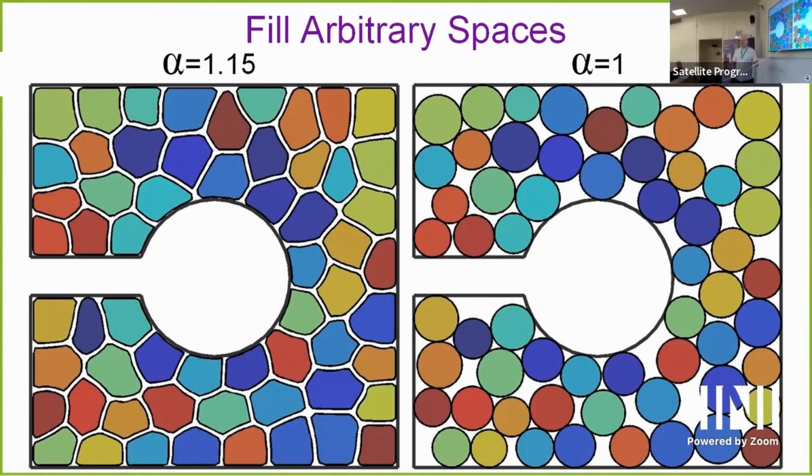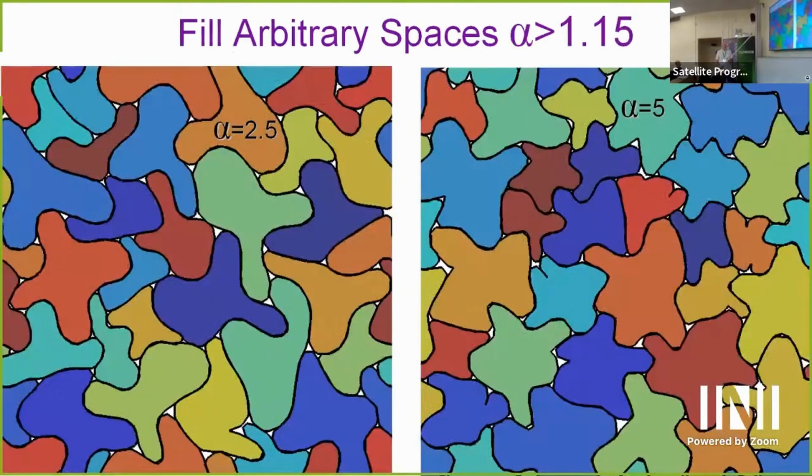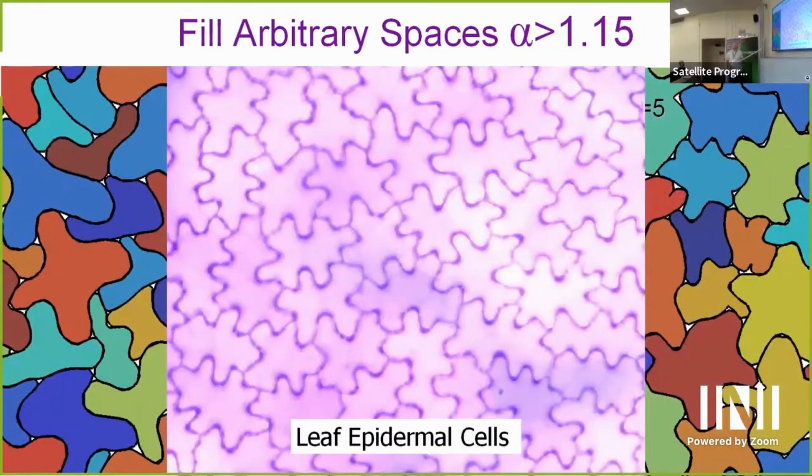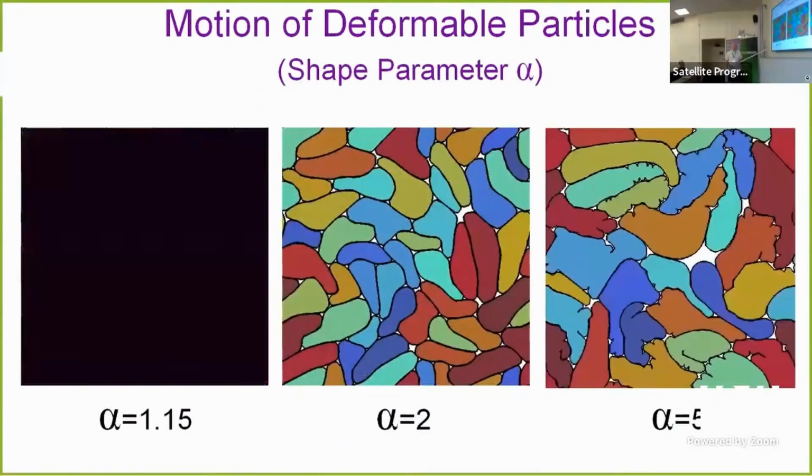Circles don't fill space as well, but nature's also smart. You could have more perimeter if you wanted. If you needed more perimeter, like in your brain, like in your gut, how do you do it? You just push out. These are all perfectly good jammed states. They look exactly like this. We have a nice theory for that.